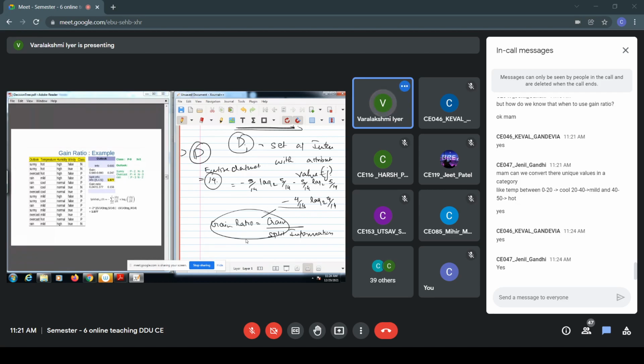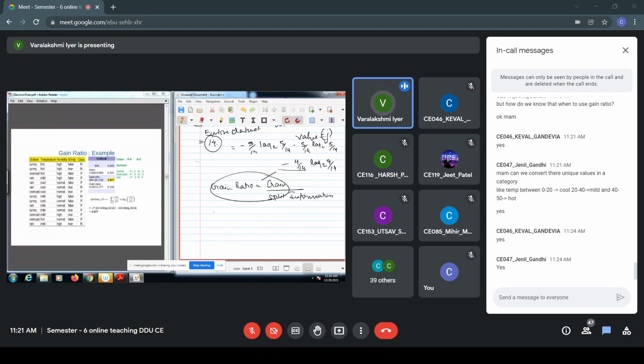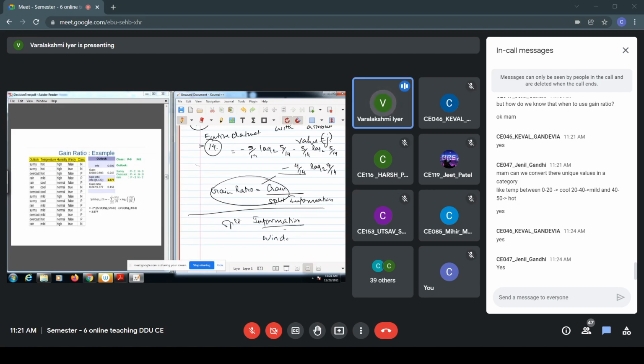So everyone is clear? Can you calculate the split information for windy? Here you have the data set in front of you. What is the split information that you will get for windy? I'm giving you 2 minutes to calculate the split information for windy.